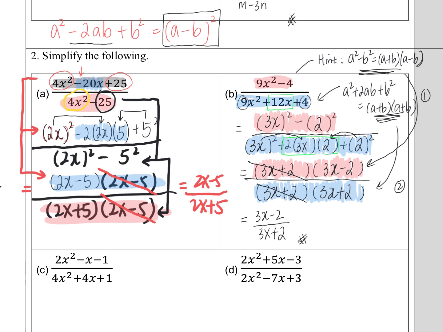Okay? Okay, we'll do very, very slowly. Not slow enough. So, red, it's all the numerator. Then blue is all the denominator. I'm factorizing them separately.